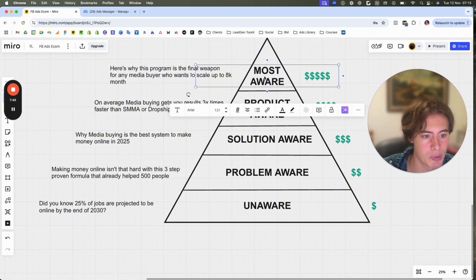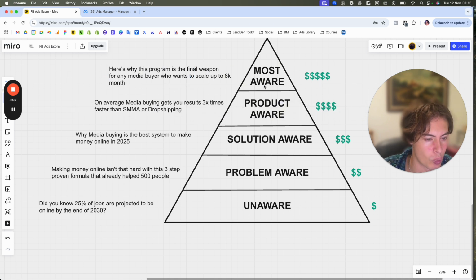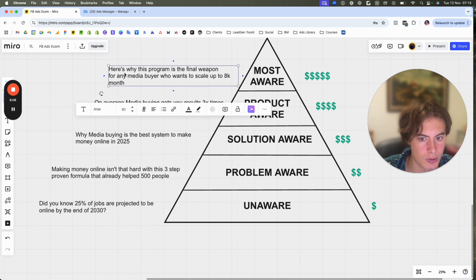And then lastly, we have the most aware. This is mostly your retargeting audience. This is people that already know you, already know your brand, already know who you are, already know what you sell, and they're just trying to find a reason to buy now. Having a discount or even a very straightforward angle works very well for this audience. For example, here: this program is the final weapon for any media buyer who wants to scale up to 10K a month.